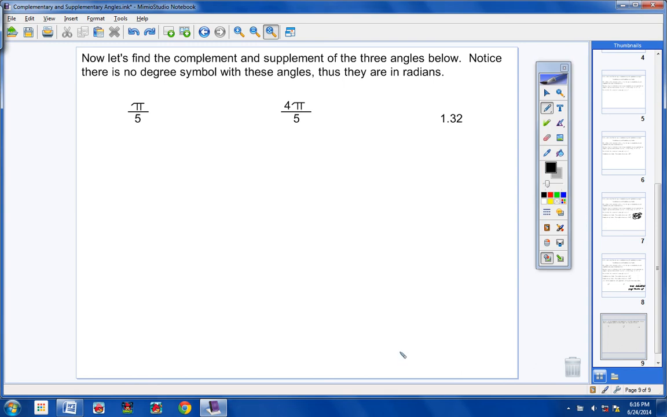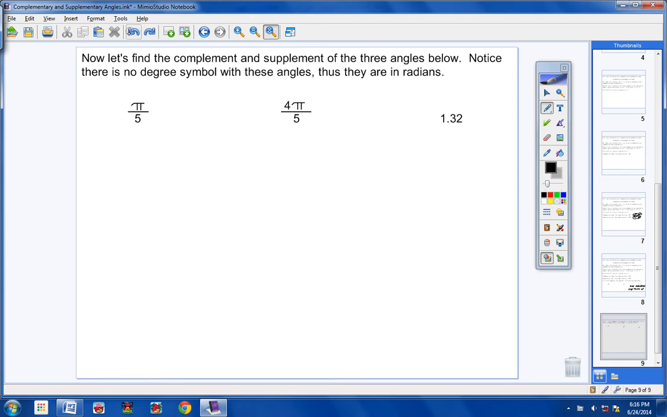Now let's go ahead and finish this video up by looking at some radian measurements. Let's find the complement and supplement of the three angles below. Notice, students, there is no degree symbol here or here or here. So whenever there's no degree symbol, you assume that you have radian measurements, okay? So we are dealing with radian measurement.